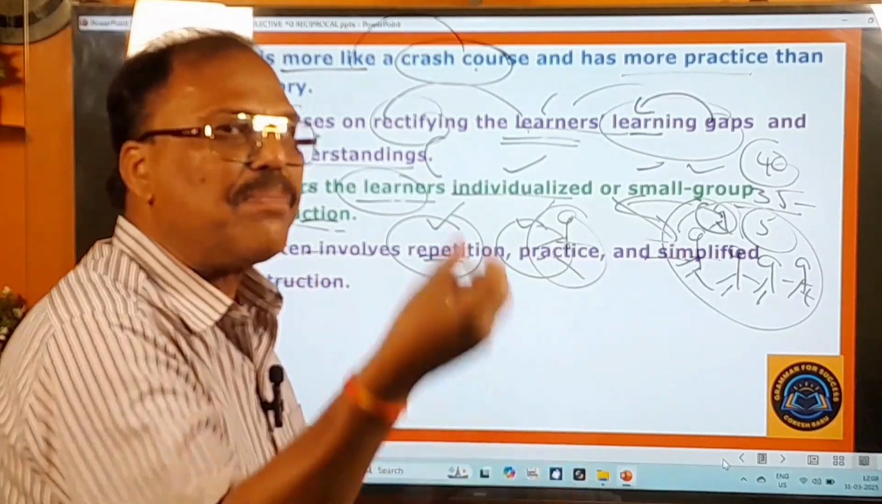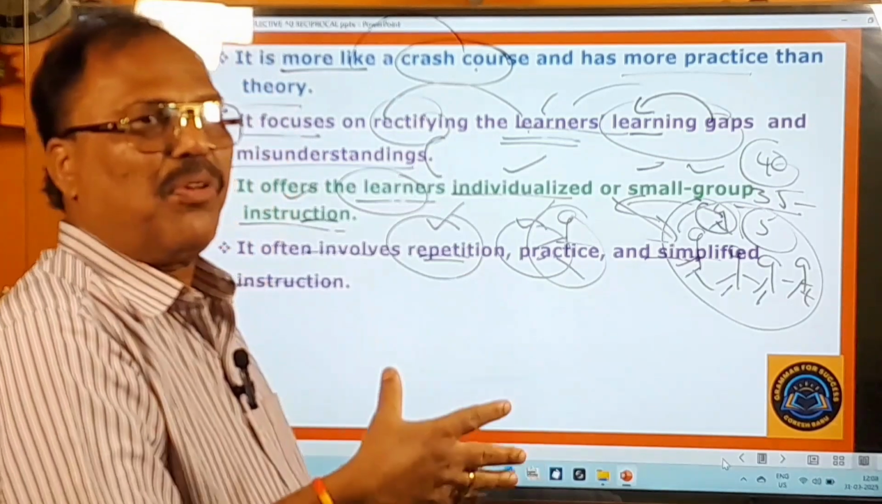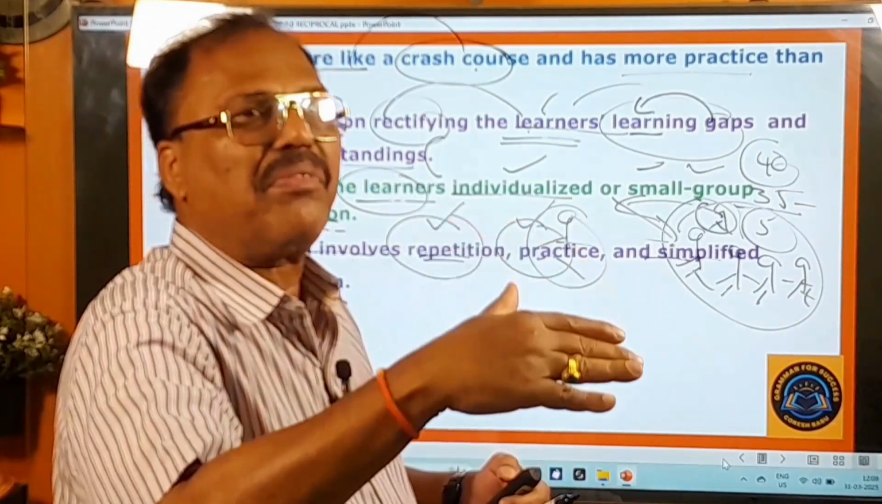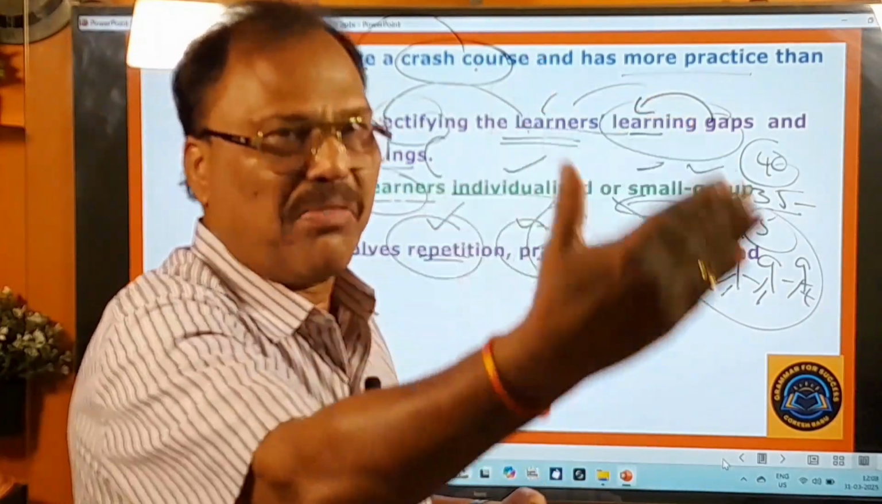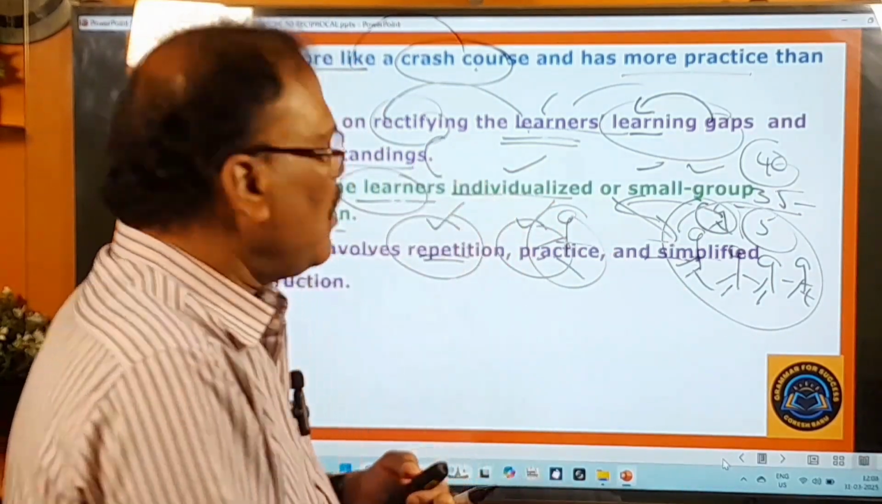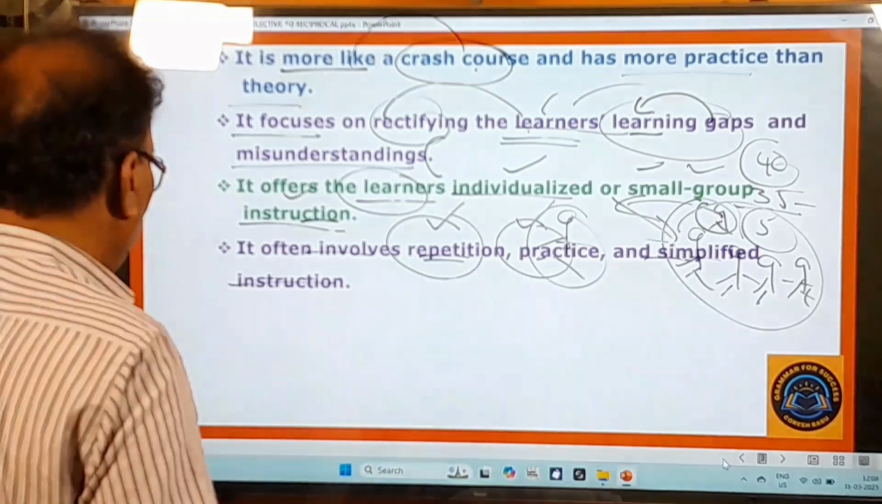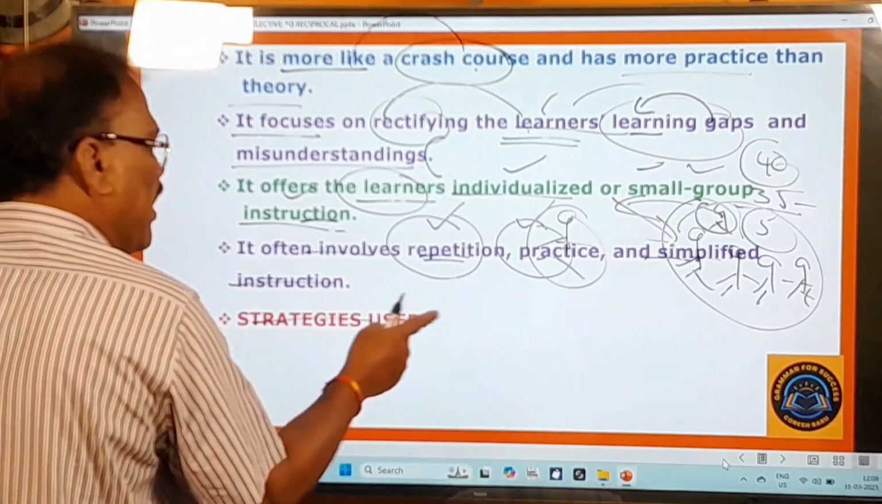And therefore, these backward students can easily understand all those things, and they can progress on par with other students, the forward students of the class. So that advantage is there. This is all about remedial teaching. And now you move on to the strategies used by the teachers.